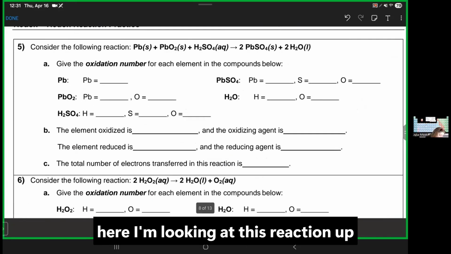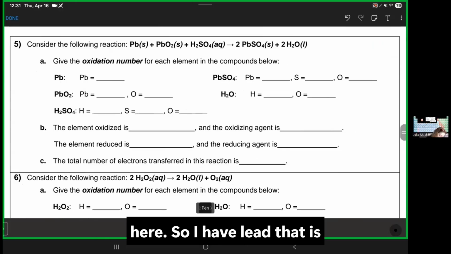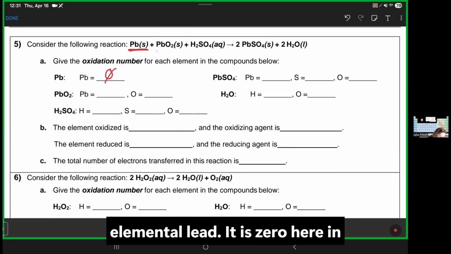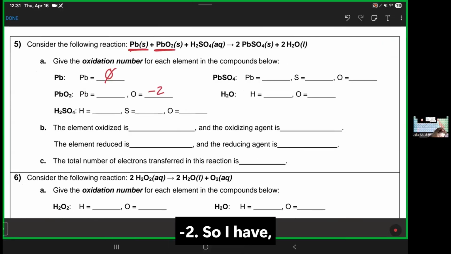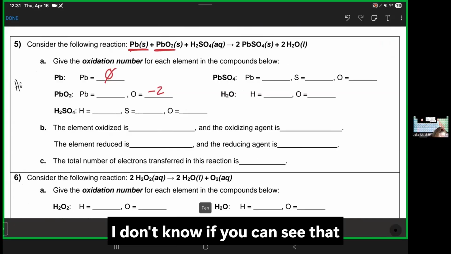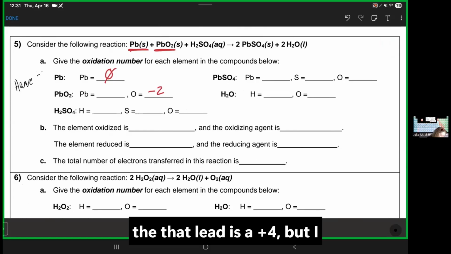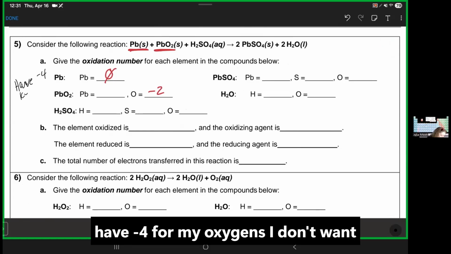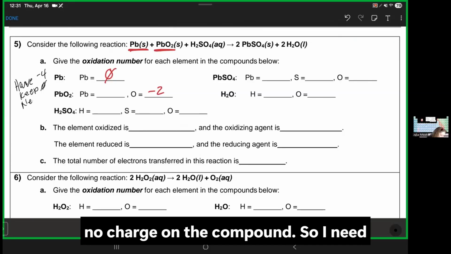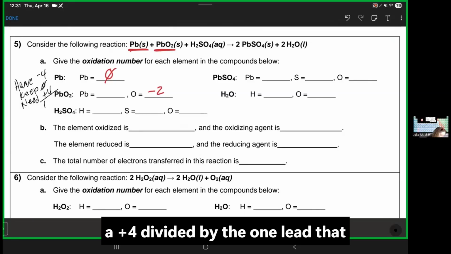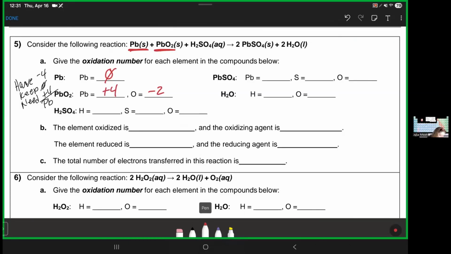Okay, so here, I'm looking at this reaction up here. So I have lead, that is elemental lead, it is 0. Here in the PbO2, we know oxygen is -2. So I have -4 from my oxygens. I don't want to keep any of them because there is no charge on the compound. So I need a +4 divided by the 1 lead that is there. That lead is +4.